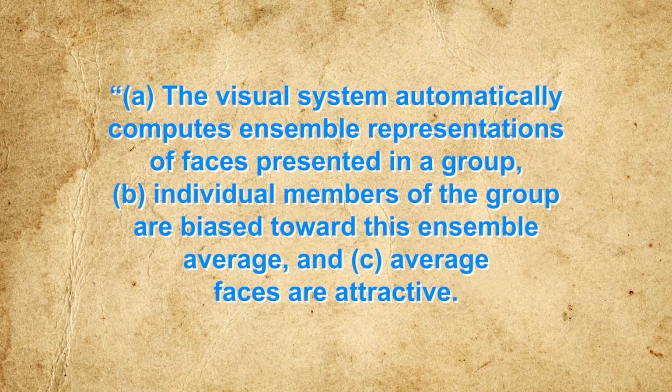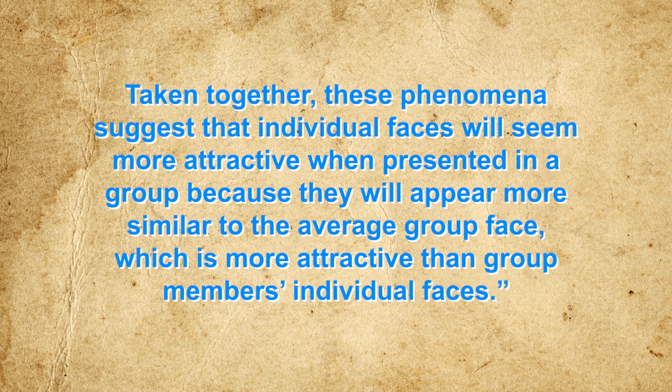As to why this happens, they proposed it is because A, the visual system automatically computes ensemble representations of faces presented in a group, B, individual members of the group are biased towards this ensemble average, and C, average faces are attractive. Taken together, these phenomena suggest that individual faces will seem more attractive when presented in a group because they will appear more similar to the average group face, which is more attractive than group members' individual faces.